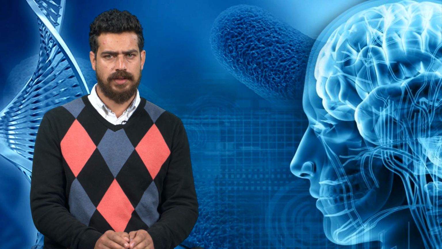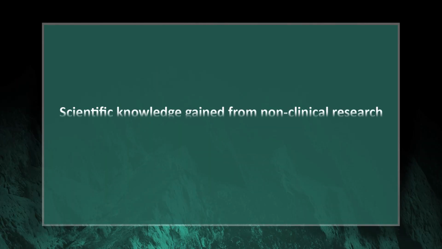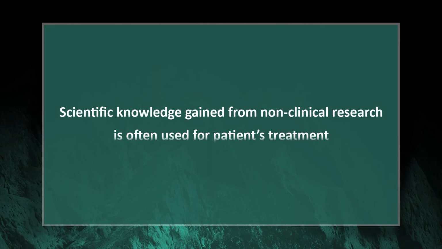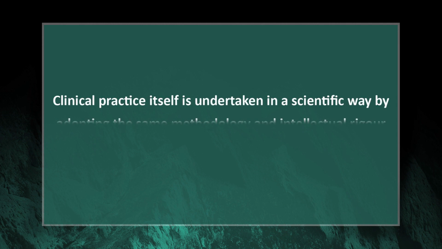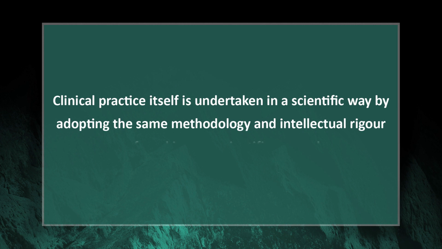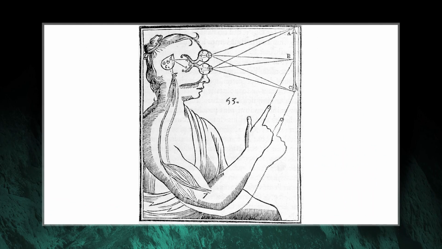There are two interlinked ways in which the biomedical model can be seen working in practice. Firstly, scientific knowledge gained from non-clinical research is often used for patients' treatment. And second, the clinical practice itself is undertaken in a scientific way by adopting the same methodology and intellectual rigor as found in pure scientific research. The biomedical model relies on several assumptions, including the concept of mind-body dualism, with the mind and body seen as separate entities and accepting that they can be treated separately.